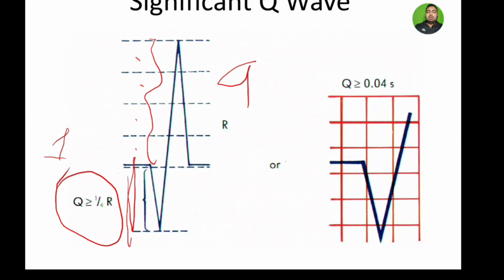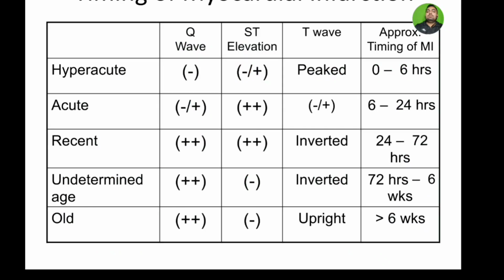Whenever this is greater than 1/4 of the R wave, it is considered significant, or if it is broader than 1 small square. As I told you, if it is broader than 1 small square, it is considered significant. Now let us see what is the timing of myocardial infarction.